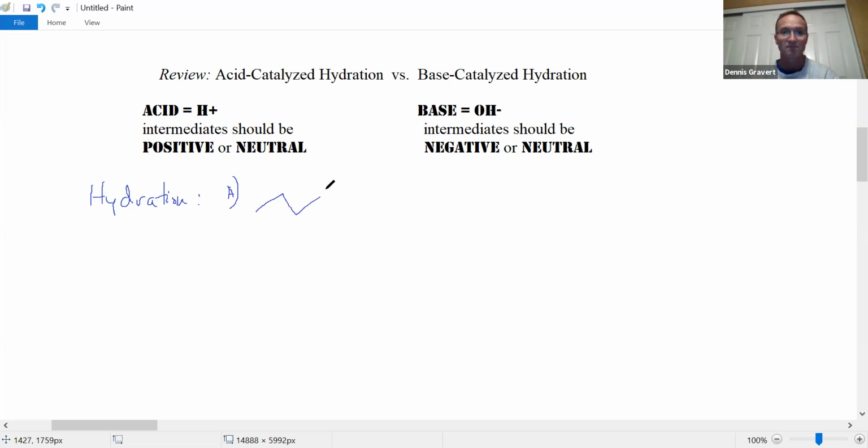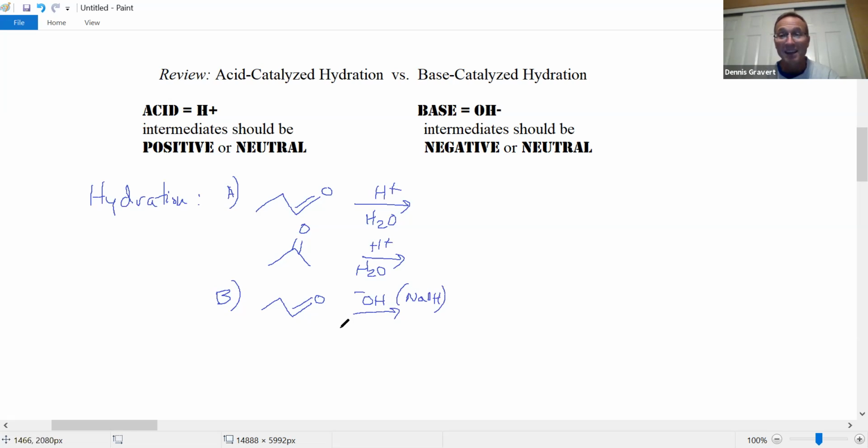So let's show an aldehyde here. And we'll show a ketone here. And we're going to hydrate it. And you simply add water. And you can either add acid or you can do base. So base: hydroxide ion or NaOH or your favorite alkali metal, sodium, potassium, lithium, whatever.